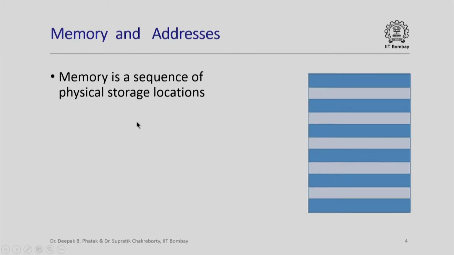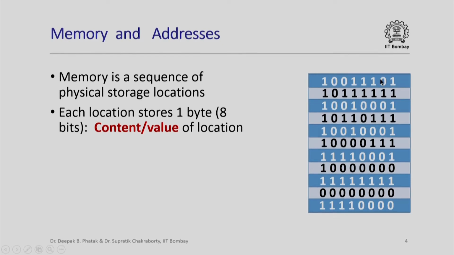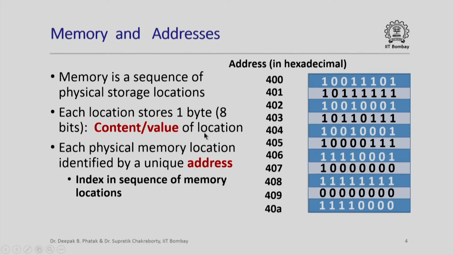Now let us quickly look at our view of memory and addresses of locations in memory. So basically, memory is a sequence of physical storage locations, and each location stores exactly 1 byte, or 8 bits, of information, which is also called the content or value of that location. And each physical memory location also has a unique address by which it is identified. This is like the index of that memory location in the entire sequence of storage locations.